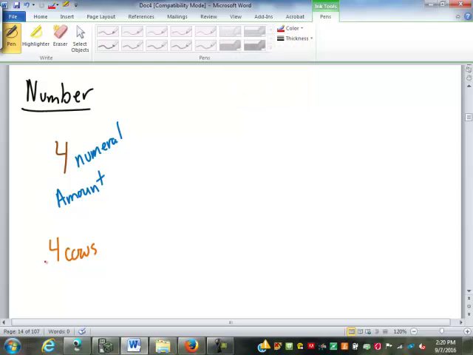We have the 4 telling us how many. I'm going to refer to that as the count. And then we have cows, which is telling us what it is we have 4 of. I'm going to refer to that as the name.